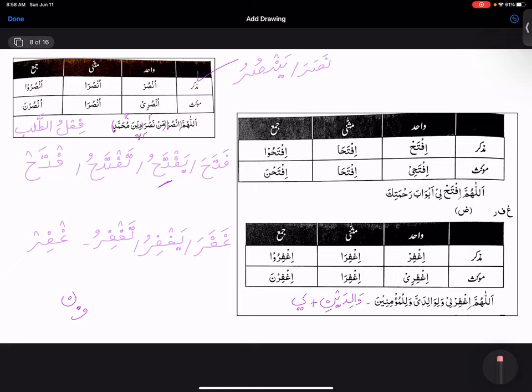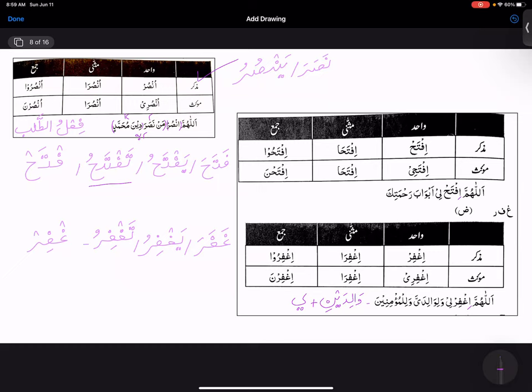So when you see dhamma on the middle root letter, and the madi has all fathas, then this is bab nasara basically. If the middle root letter has fatha, then bab fataha. And if the middle root letter has kasra, then it is bab daraba, daraba yadribu. Okay, so remember that much. Now, fataha yaftahu is bab fataha. When we take this yaftahu into the anta version, because we are going to do the command form here, that will become taftahu.